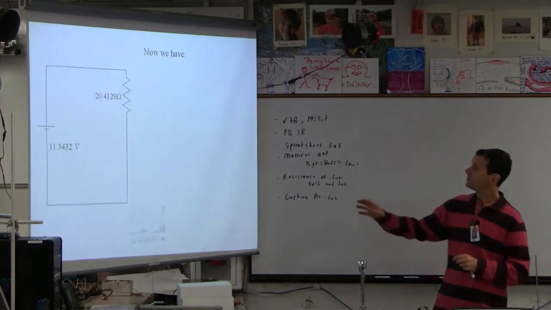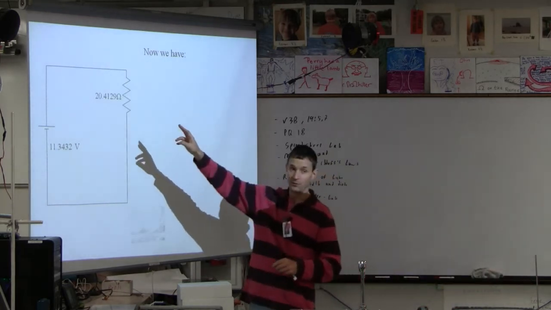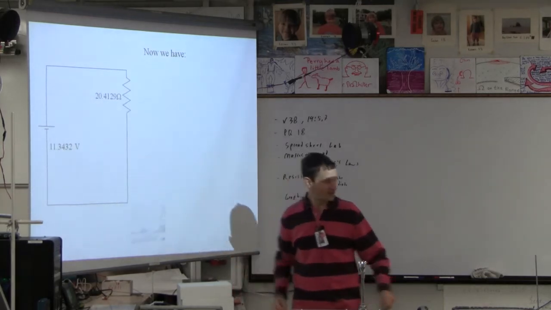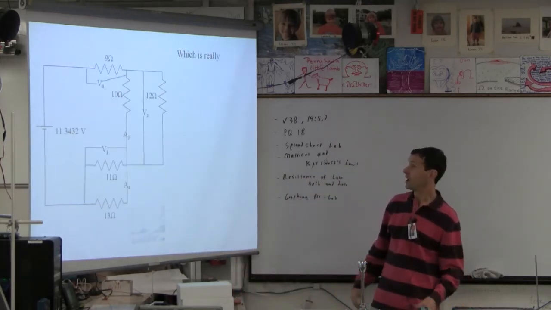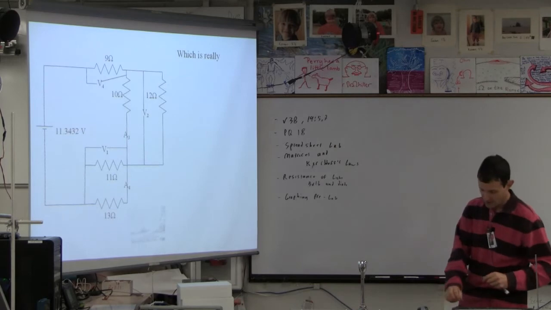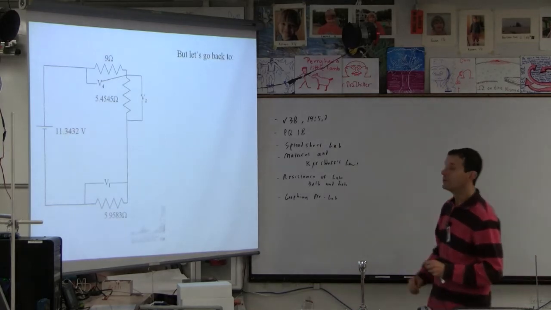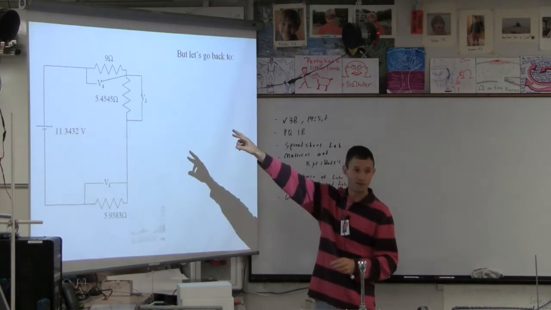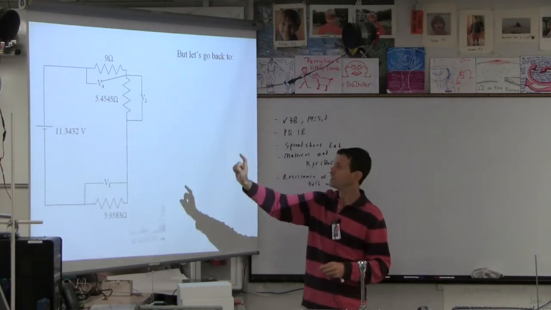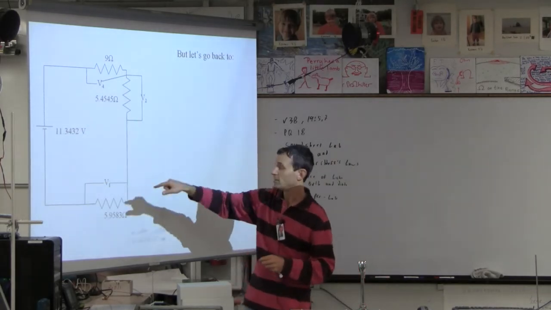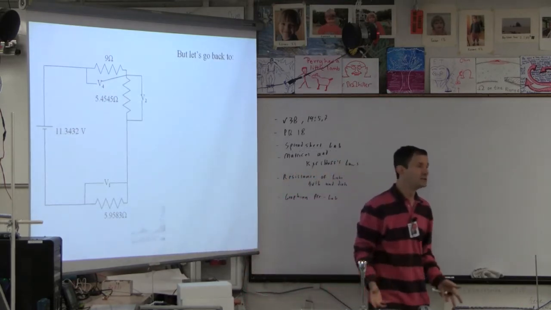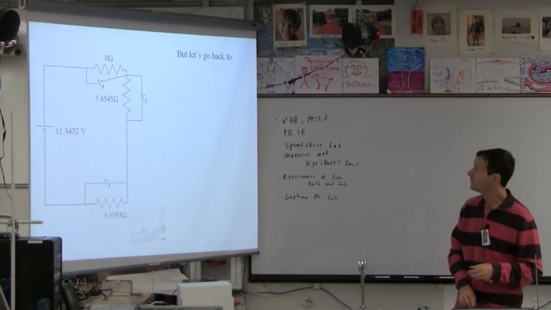Okay, so now we've got this, but is that just a 20.4129 ohm resistor? No, it's actually something more, right? So we don't unpop it all the way, right? We just make it this, yeah? So that same voltage is across all of this. What kind of circuit is that? That's a series circuit, right? So we're going to solve that series circuit.